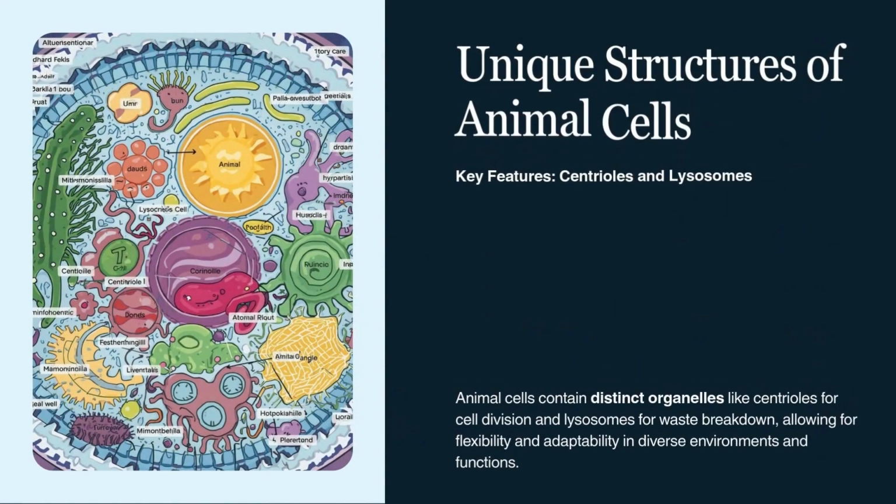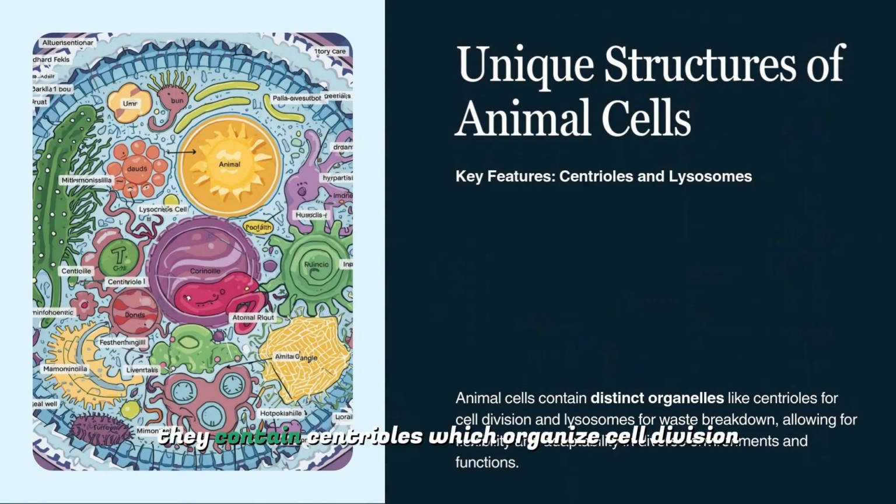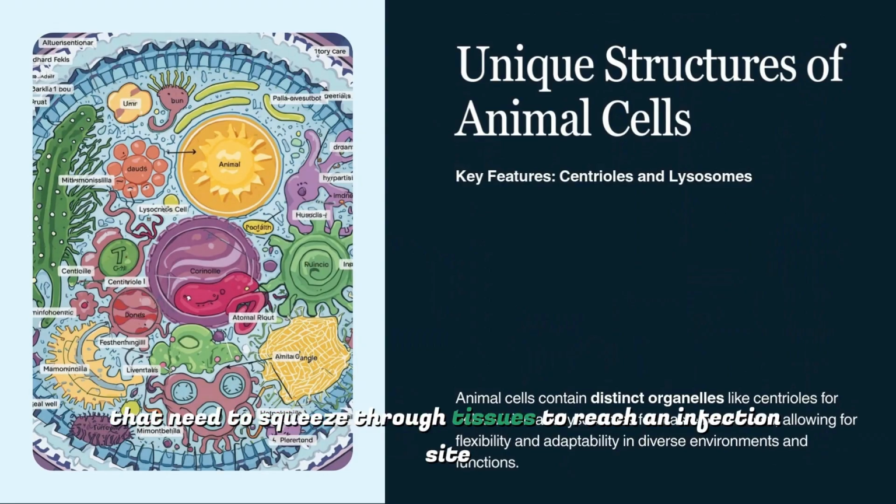Animal cells. Animal cells have some standout features. They contain centrioles, which organize cell division, and lysosomes, the cell's built-in recycling system, which break down waste and foreign material. Notably, animal cells have no rigid cell wall, which gives them the flexibility to change shape. That's especially important for immune cells that need to squeeze through tissues to reach an infection site.